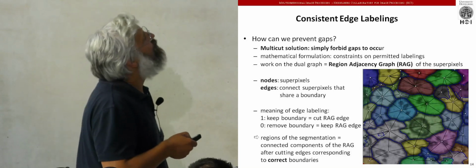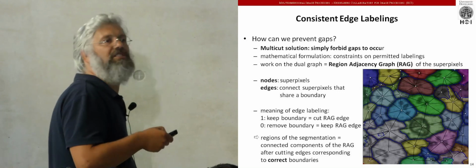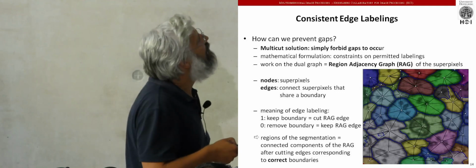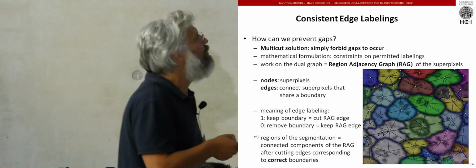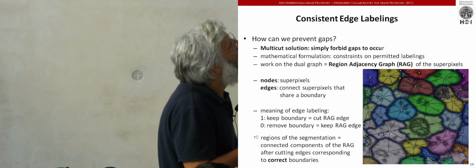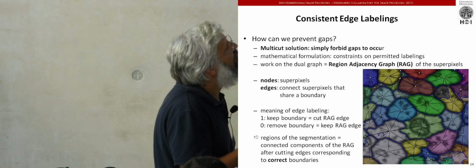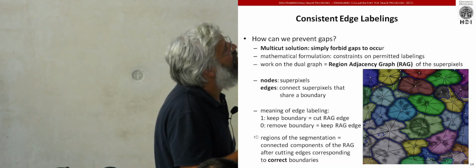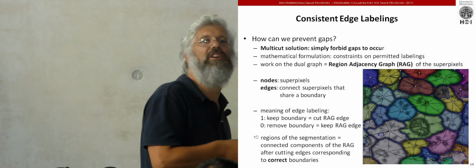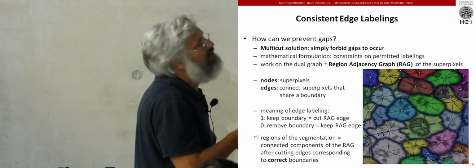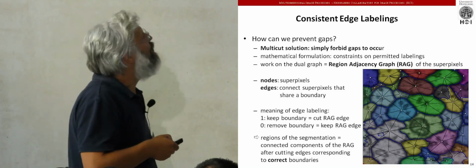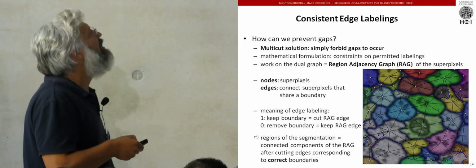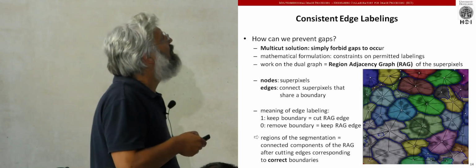To do this, we first need to change to the region adjacency graph, which is the dual graph of our boundary graph. So here is an example from connectomics, so nerve cells. These are the regions, the different colors, and each region has a node in the region adjacency graph, and two nodes are connected by an edge if the corresponding regions share a piece of boundary. Yeah, so it's a standard, very old concept of image processing. But here, the meaning of the edge labeling changes a little bit.